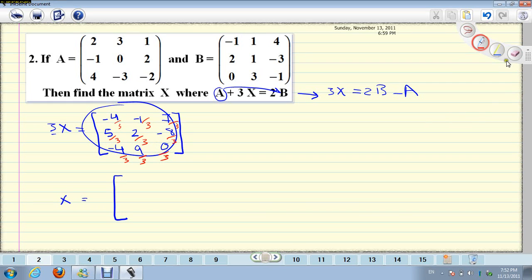Okay, the answer now. Let's see the answer. First one, it's negative 4 over 3, and this is negative 1 over 3, 7 over 3, and here is negative 8 over 3, and 0. This is 8, 2 over 3, and this is 3, because 9 divided by 3 is 3, and here negative 4 over 3, and the last one here it's 5 over 3.